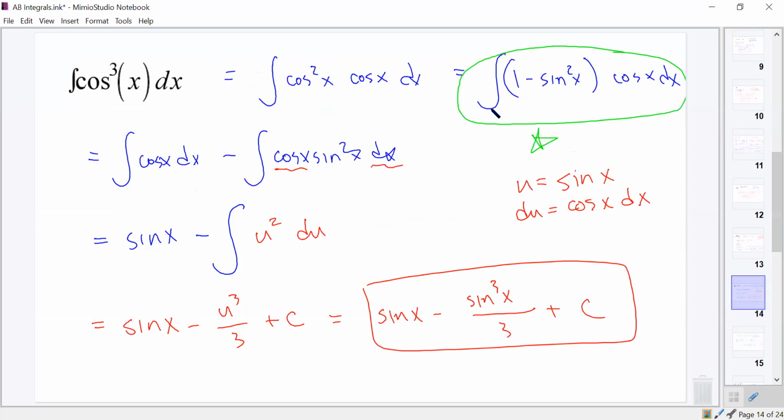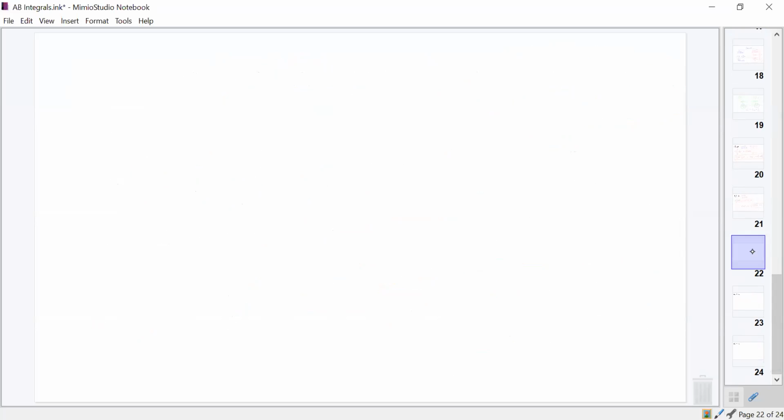But I want to take a look at something else we could have done with this that actually would have made it a little bit more complicated. But it's going to be a good intro to what we're going to be doing tomorrow. So it shouldn't take us too long. We've got 1 minus sine squared x times cosine x dx.